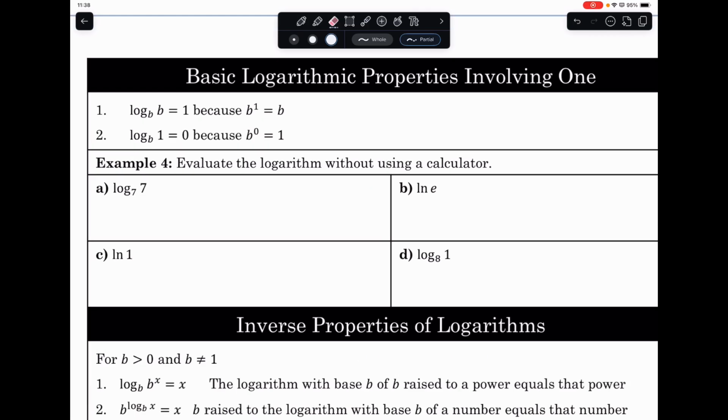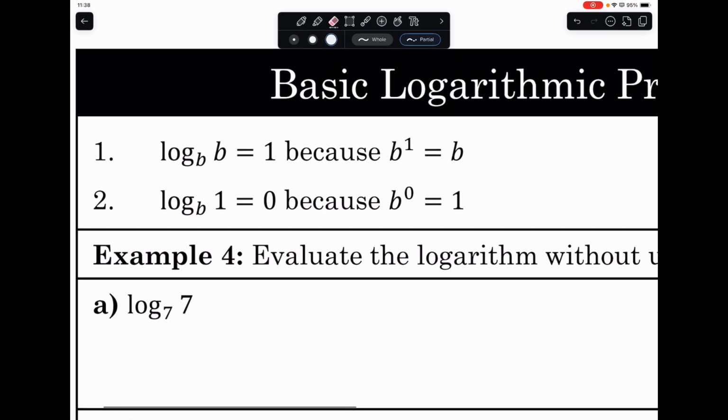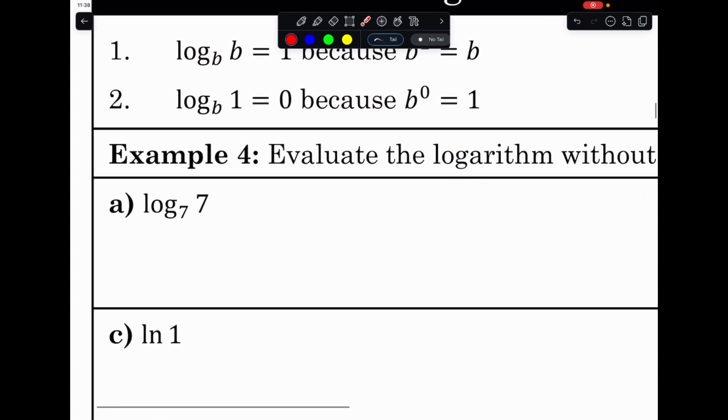The first one that we have right here is the case that if we have a log base b and the value of the log matches that base, the answer is going to be 1, because by exponential definition, that would mean that b would have to be raised to the first power in order to get that 1 factor of b. So for example, look at example 4a.